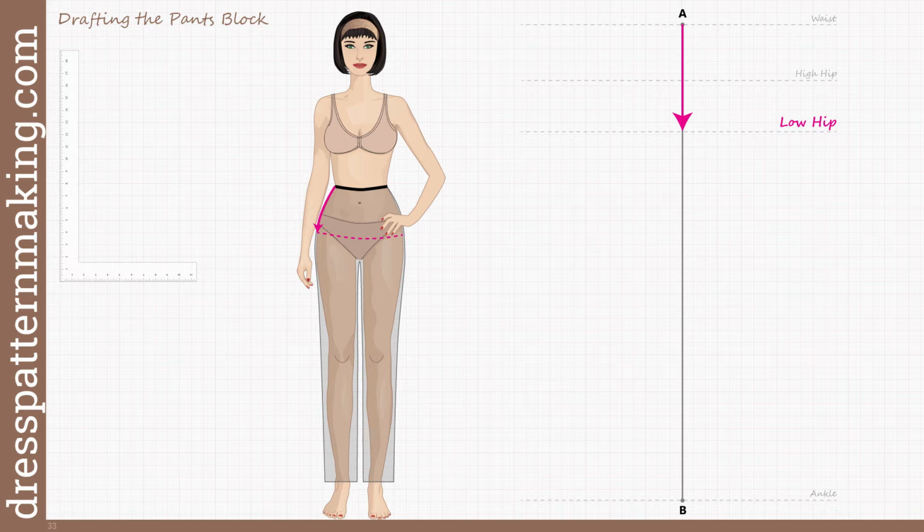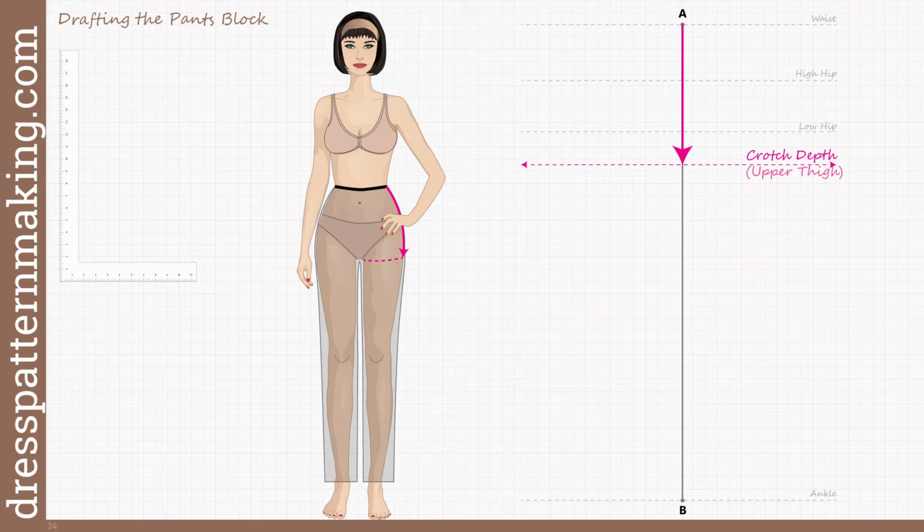Now, a lot of block making instructions define the low hip as the widest part of your body. For some people, the widest part of their body is at their high hip or at their crotch level. So as I've covered in the measurement section of Part 1 of the video, the low hip measurement needs to be a measurement between your high hip and your crotch level.